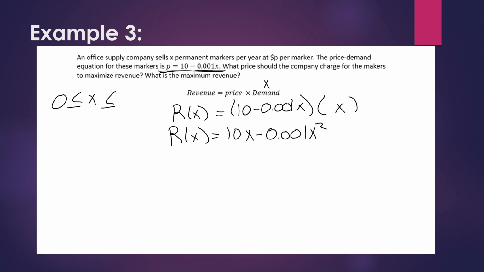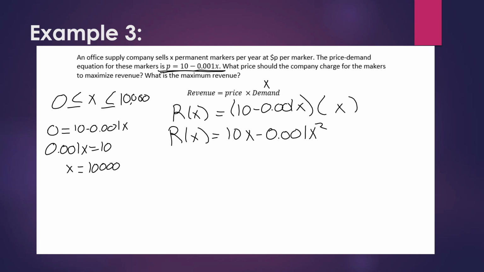And if we want to find the higher end, what we would do is we would say that we want our price to be 0. When is our demand so high that price is 0? We're going to get 0 equals 10 minus 0.001x. So move that over, we're going to get 0.001x equals 10. So if we divide both sides by 0.001, 10 divided by 0.001, we get x equals 10,000. So this is our domain for x.